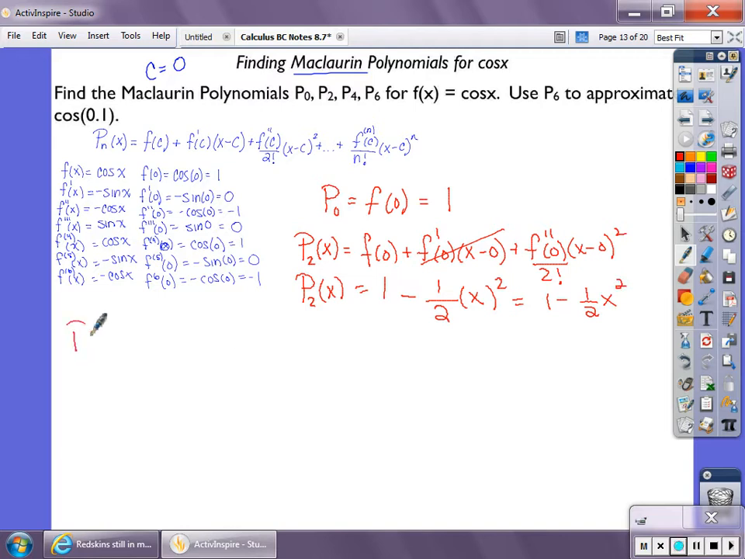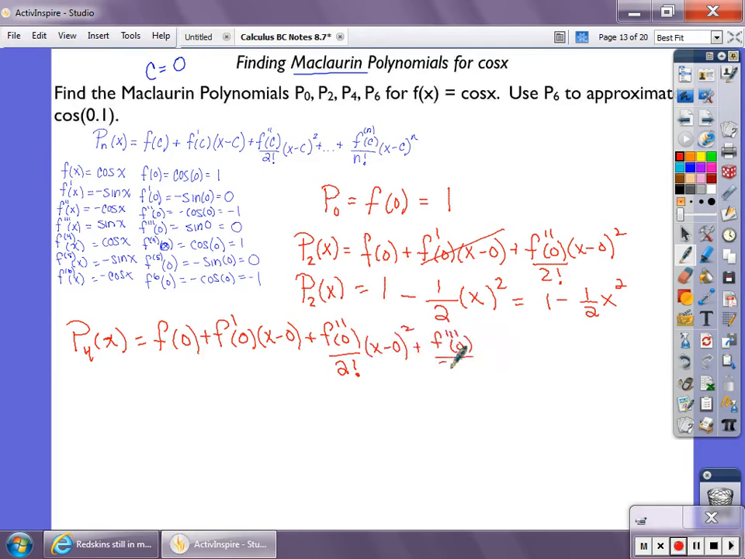Come over here for p sub 4 of x is equal to, I'm going to write it all out, f of 0 plus f prime of 0 times x minus 0 plus f double prime of 0 over 2 factorial times x minus 0 squared plus the third derivative of 0 over 3 factorial times x minus 0 to the third power, and then plus, one more, the fourth derivative of 0, come on, pen, there we go, over 4 factorial times x minus 0 raised to the fourth.